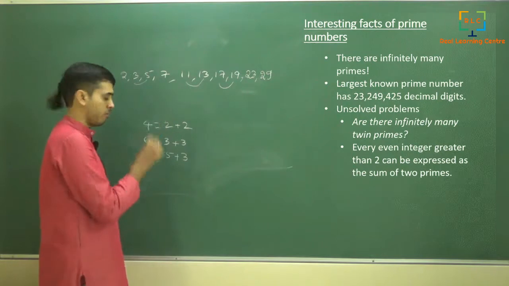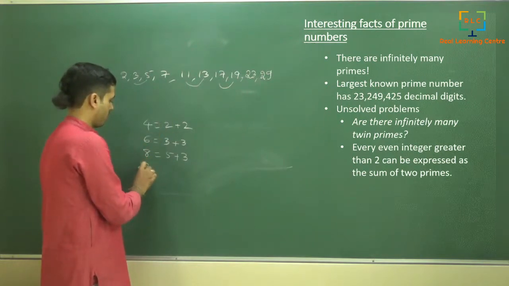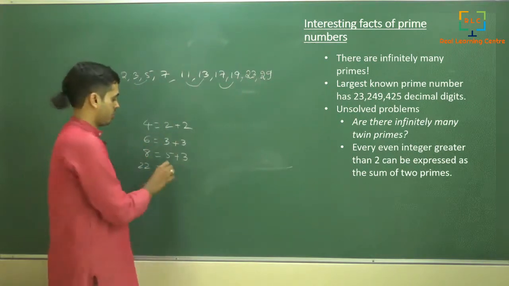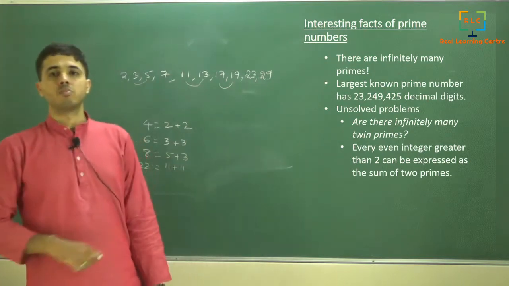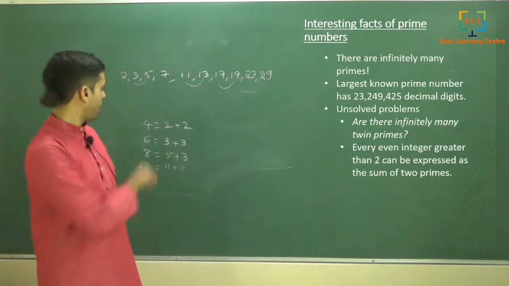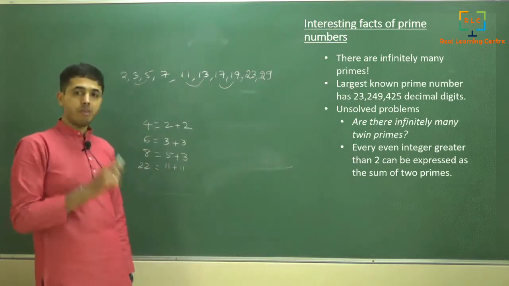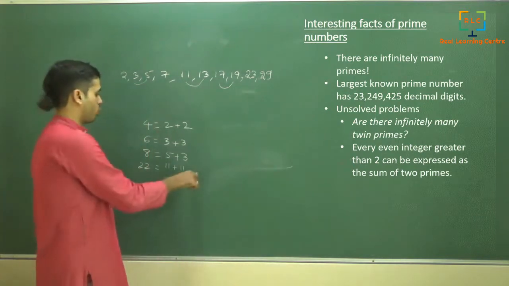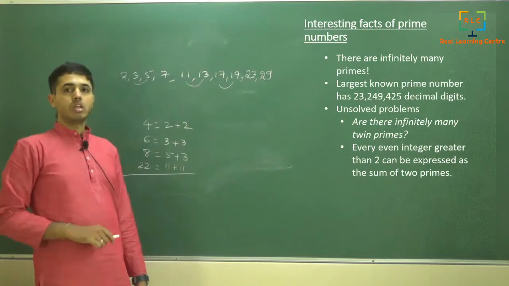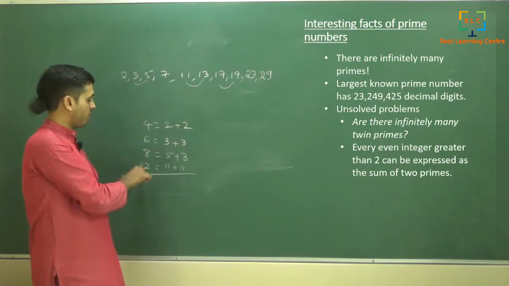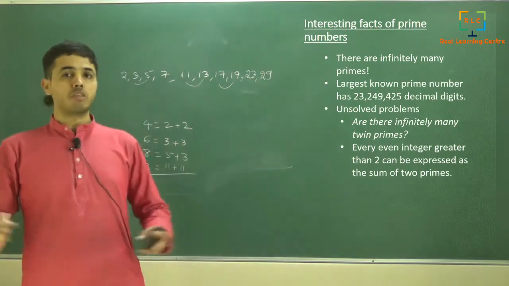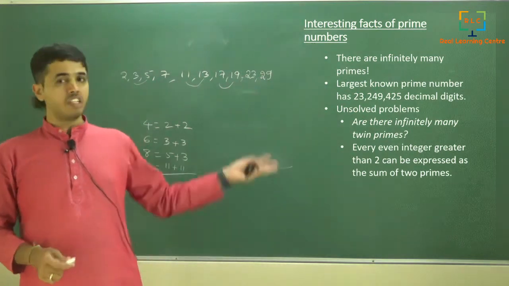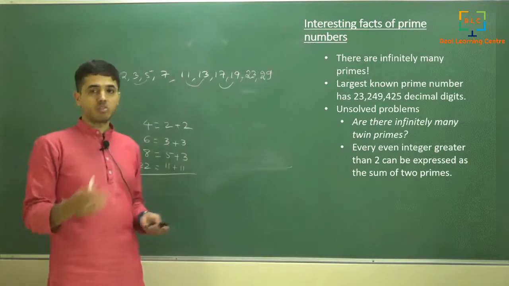Now next, suppose we take a random number 22. You can express it as sum of two primes. So in this way, every even integer can be expressed as sum of two primes. So we are able to see it for our limited set of values, but can we say for every even integer? It's not yet proved. It's a challenge which mathematicians are still trying to solve.